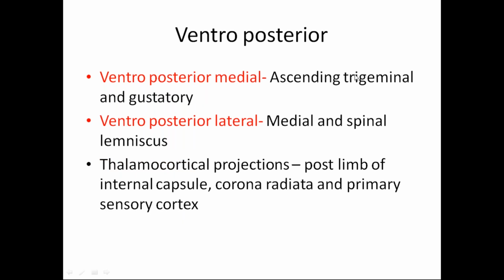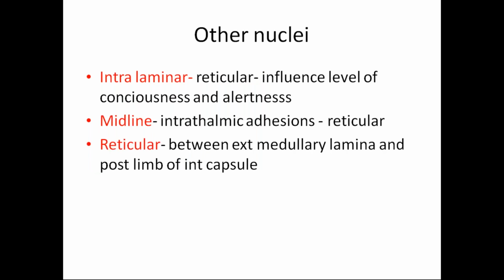While the ventroposteromedial is the ascending trigeminal and gustatory pathway, and if you remember, the ventroposterolateral is where the medial and spinal lemniscus terminate. That's the third order neuron, and the thalamocortical projections will go to the sensory cortex. So the ventroposterior carries sensory inputs: ventroposteromedial by the trigeminal lemniscus, and gustatory from the solitary nucleus, and ventroposterolateral by the medial and spinal lemniscus, which you remember carry sensations from the body, peripheral sensations of pain, touch, pressure, temperature, position sense and vibration by the posterior column. They are all coming by the medial lemniscus and spinal lemniscus.